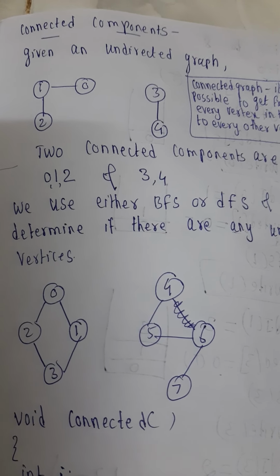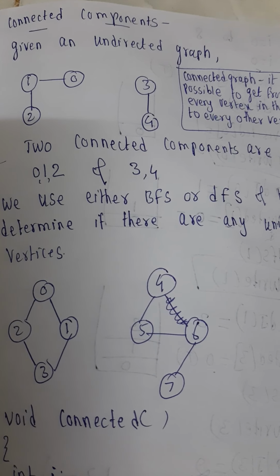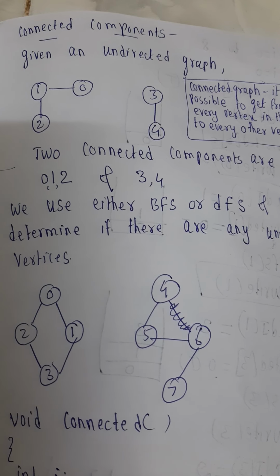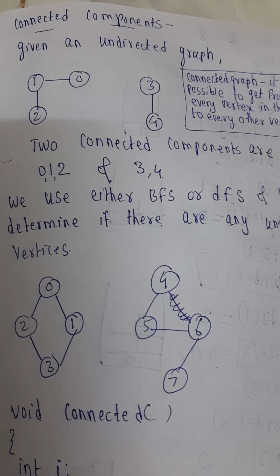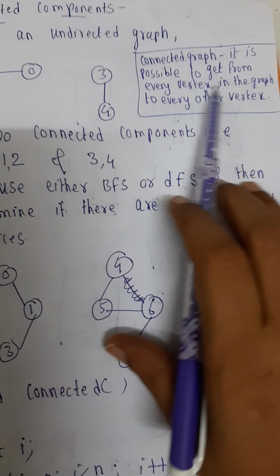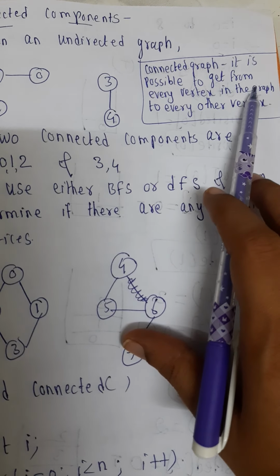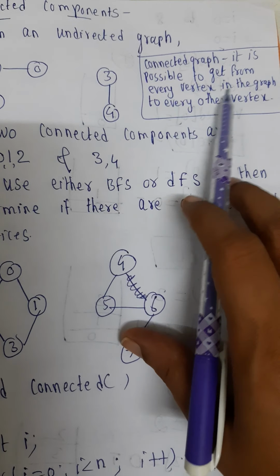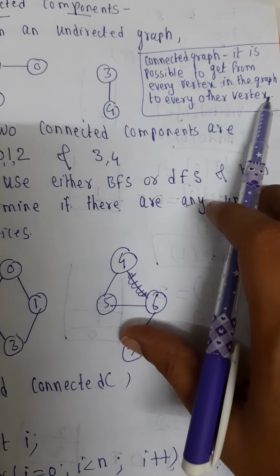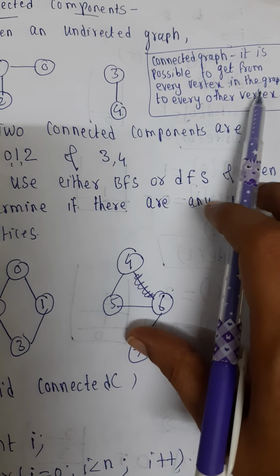So before finding out the connected components, we will see the definition of a connected graph. So already you know the definition of a connected graph. If it is possible to get from every vertex in the graph to every other vertex, that we call it as a connected graph.